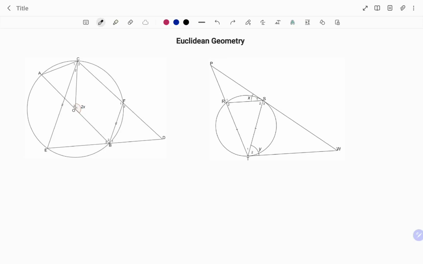In this video, I'm going to show you how to solve the following Euclidean geometry using the appropriate circle theorem.